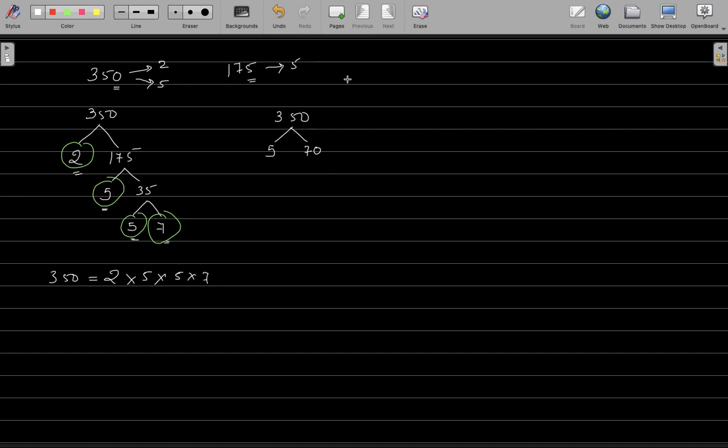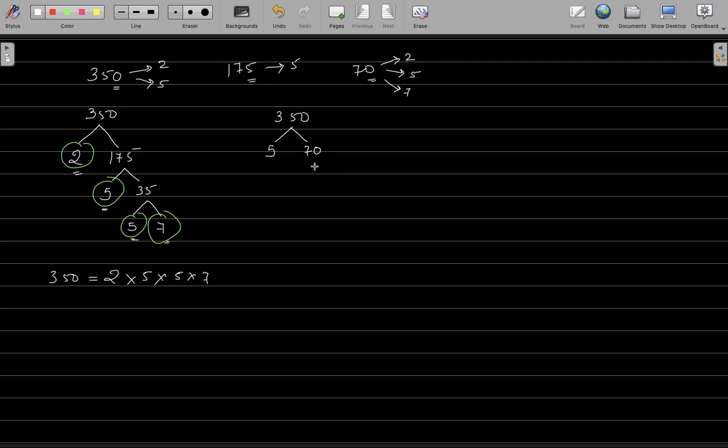Now 70 is an even number. This ends with 0. It's an even number. So it is exactly divisible by 2. It is exactly divisible by 5. And if you can see, this is also divisible by 7. Right? This is also divisible by 7. 7 times 10 is 70, and 7 is also a prime number.